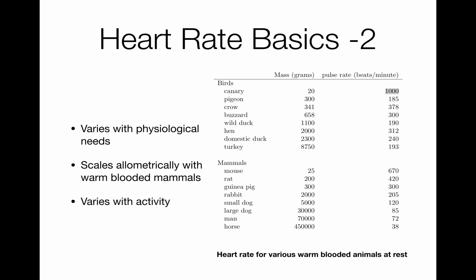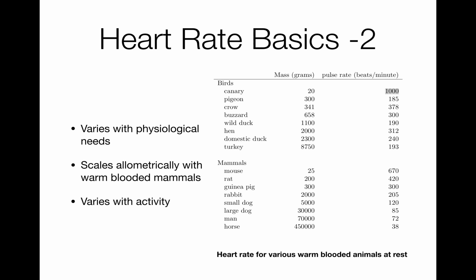Heart rate varies according to physiological needs. Every physiological process requires the production and consumption of ATP, which requires a steady supply of oxygen. In warm-blooded animals, heart rate is inherently linked to metabolic rate, as the lungs deliver oxygen to the blood and the heart circulates the oxygen throughout the body.